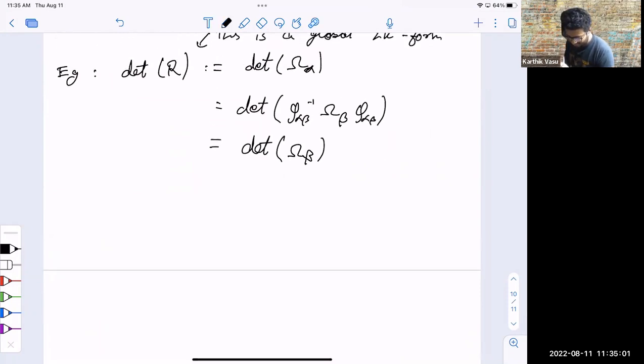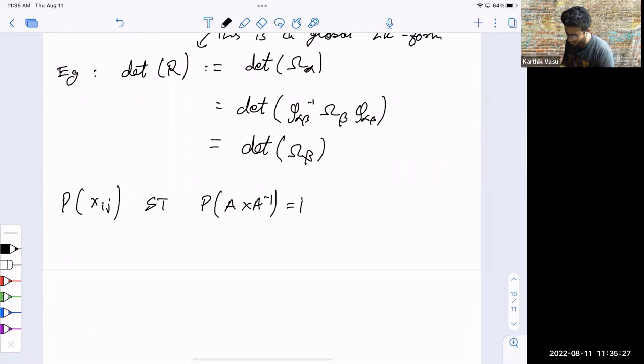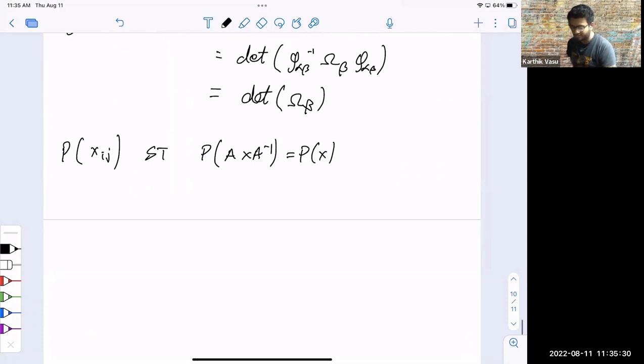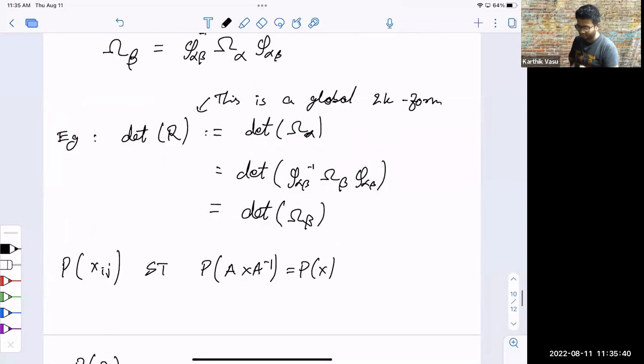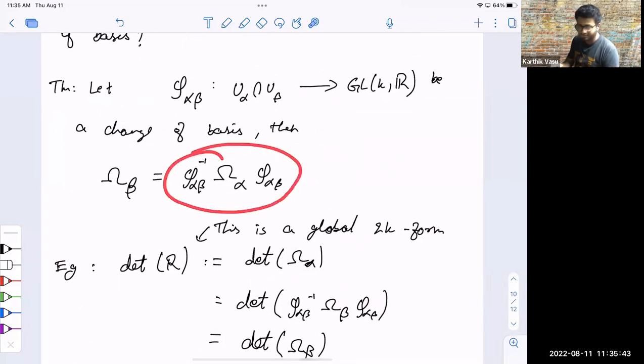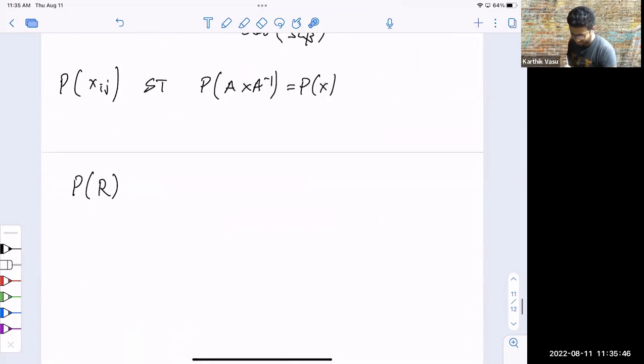In general, if I have polynomials p of matrices, polynomials of x_ij such that p of (a x a inverse) is equal to p of x, then you can easily define p of R to be those polynomials locally, and because the change of basis is like this, it will give you a well-defined thing globally. So these are called invariant polynomials.